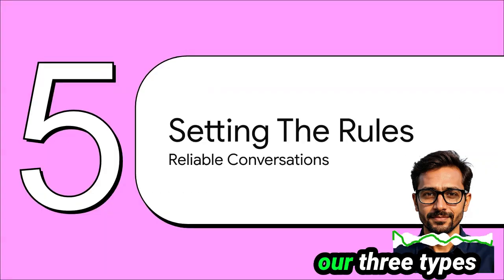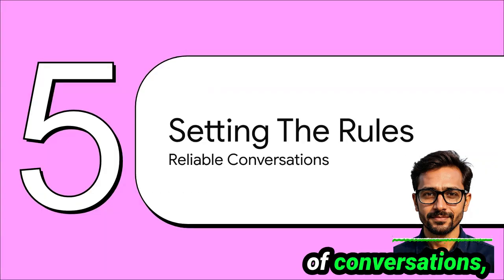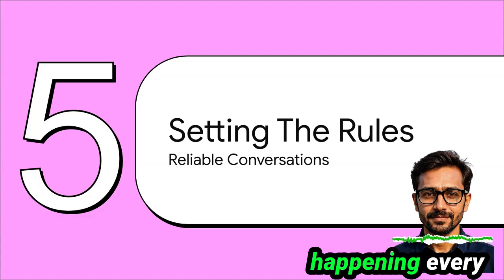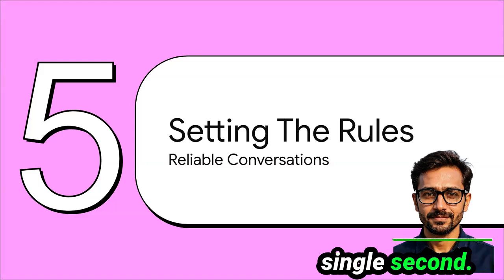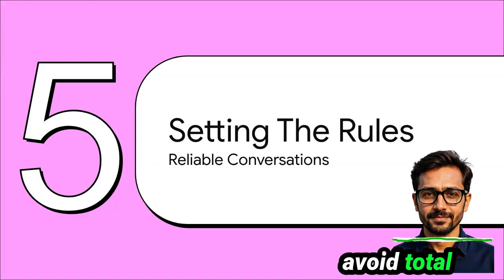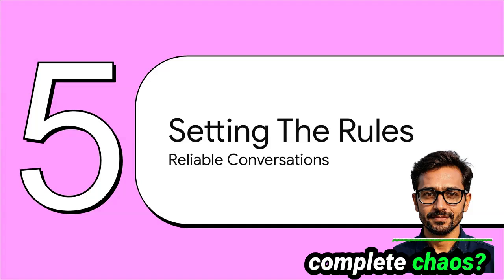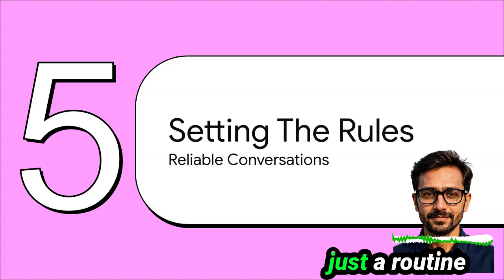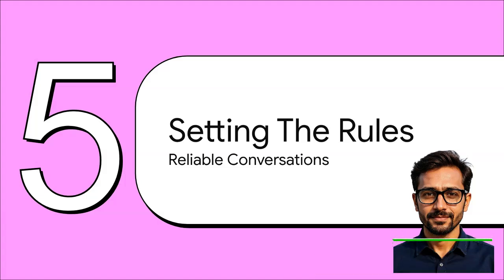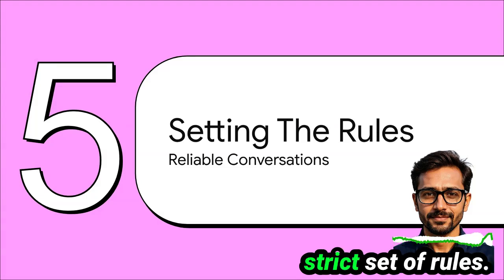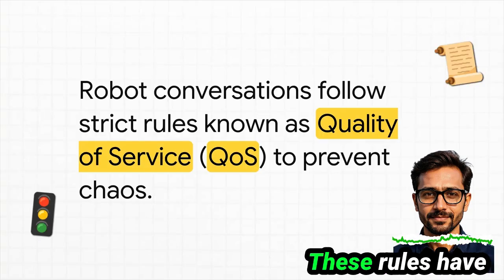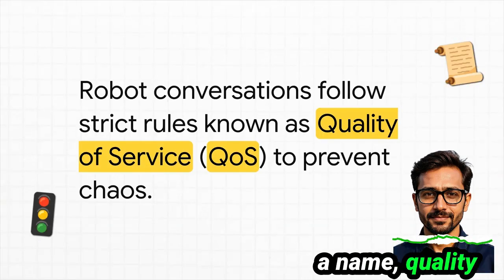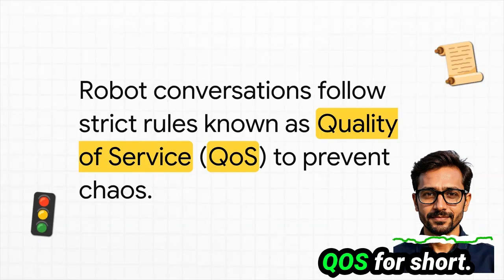All right, so we have our 3 types of conversations. But just imagine thousands of these happening every single second. How does the robot's brain avoid total, complete chaos? How does it know to prioritize an emergency stop command over just a routine sensor update? Well, it all comes down to a very strict set of rules. These rules have a name: Quality of Service, or QoS for short.